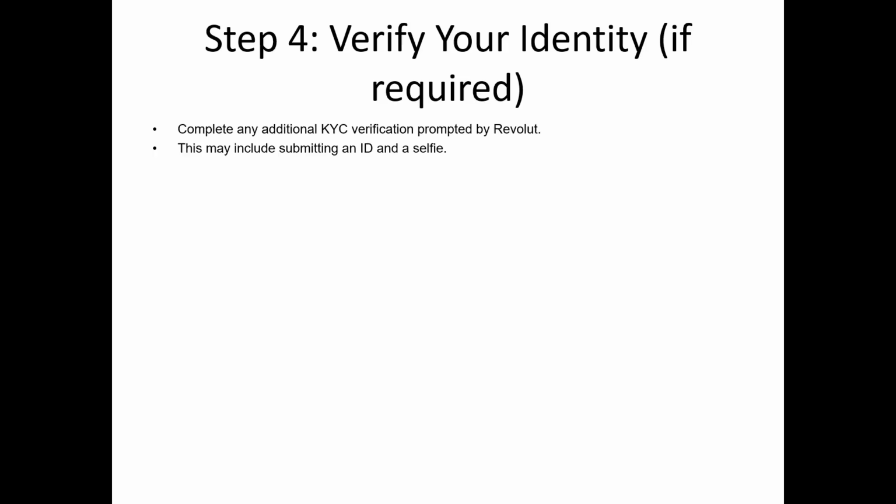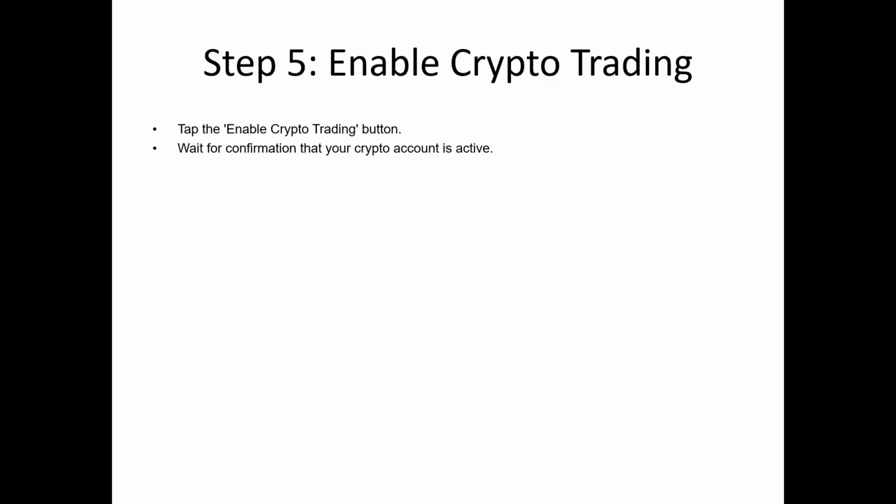If prompted, complete the additional identity verification process. This may involve submitting a photo ID and a quick selfie to confirm your identity. This step helps keep your account secure and compliant. Once verification is complete, tap the Enable Crypto Trading button. Wait for the confirmation message indicating your crypto account is active.